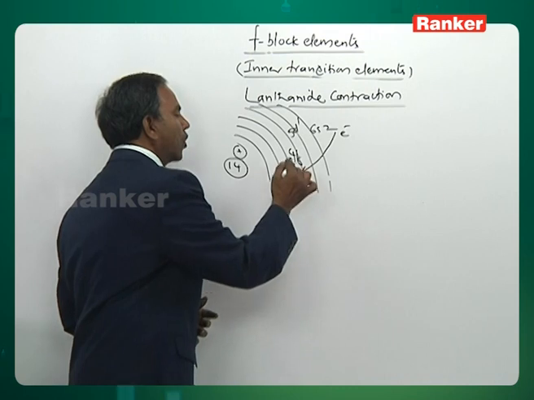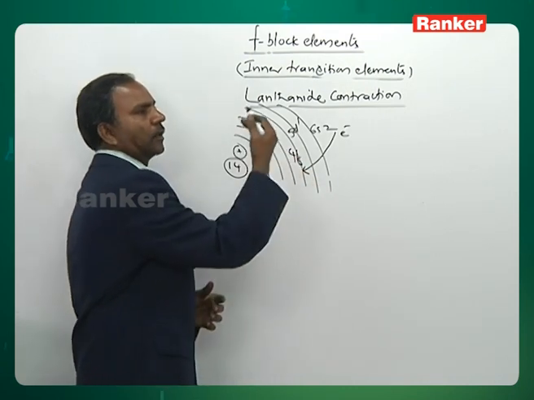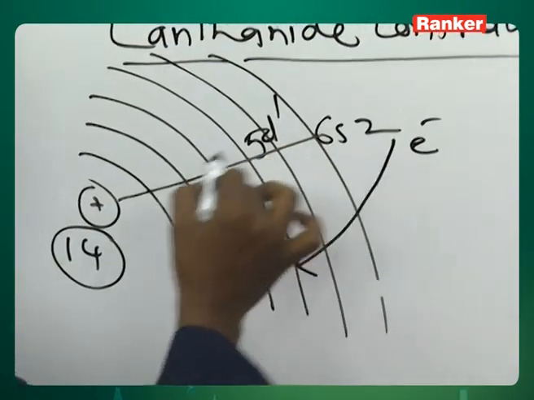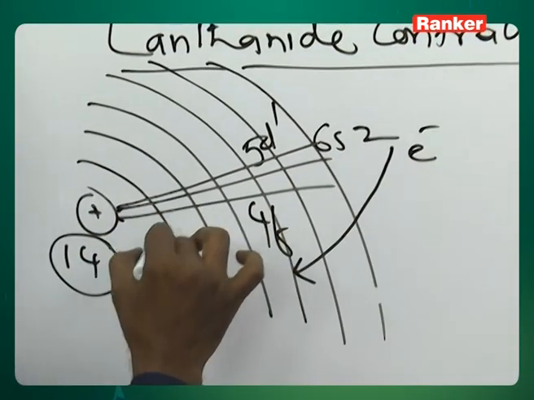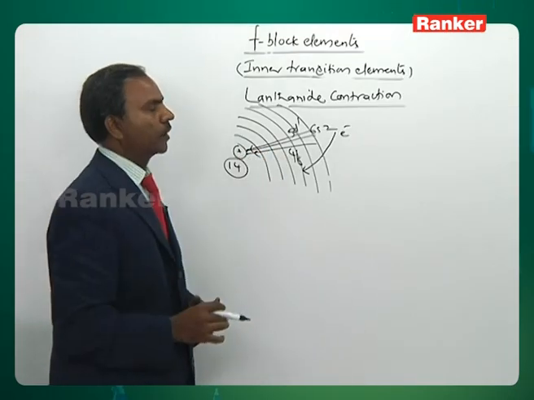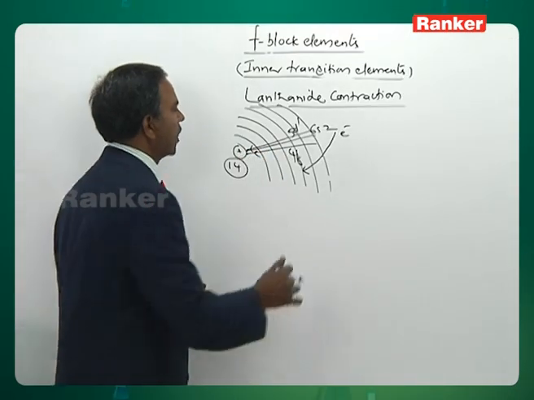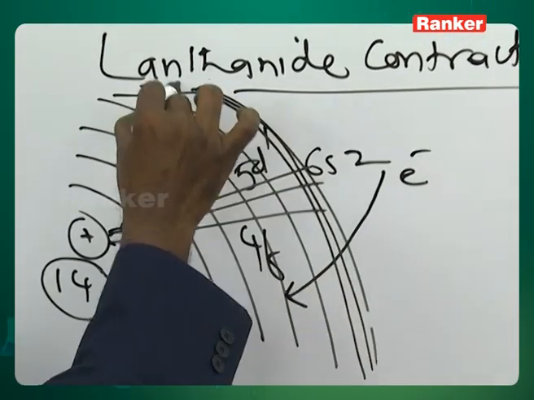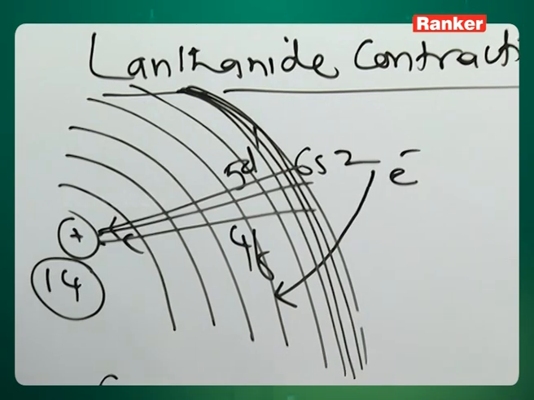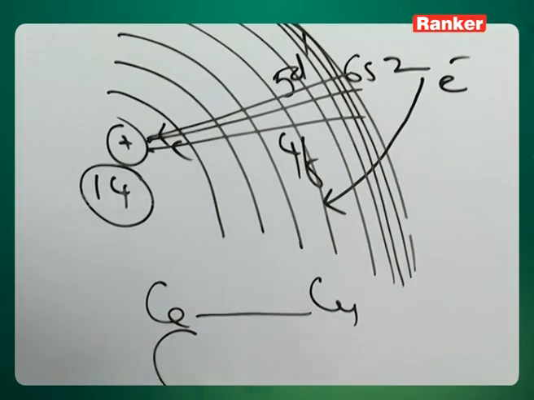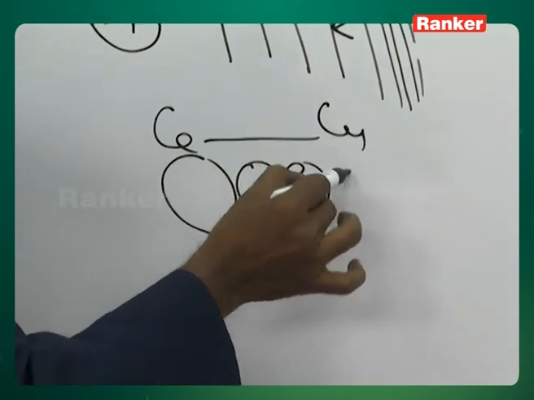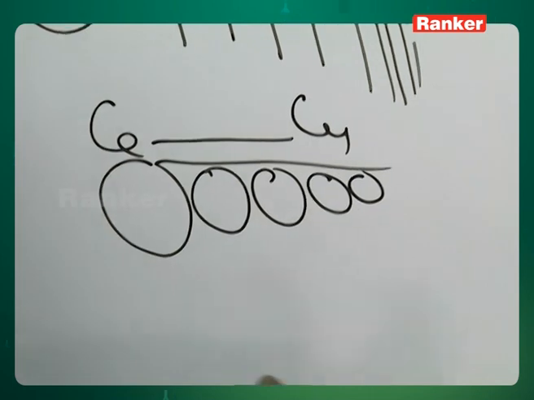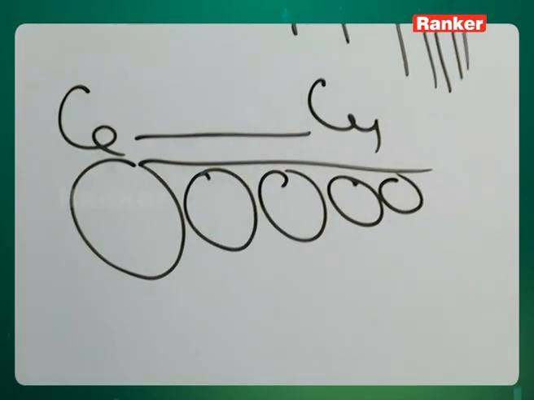Moreover, filled f orbitals, or generally f orbitals, are poor shielders. Therefore, the nuclear charge acts directly on the outermost orbital electron. By this, atoms are gradually contracting. Considering cerium to lutetium, atoms show a gradual contraction in their sizes. This decrease in atomic size is what we call lanthanide contraction.